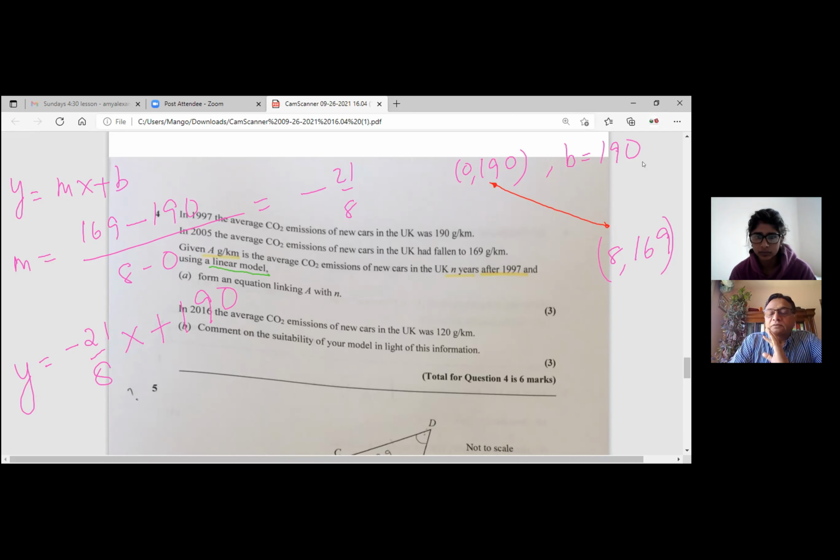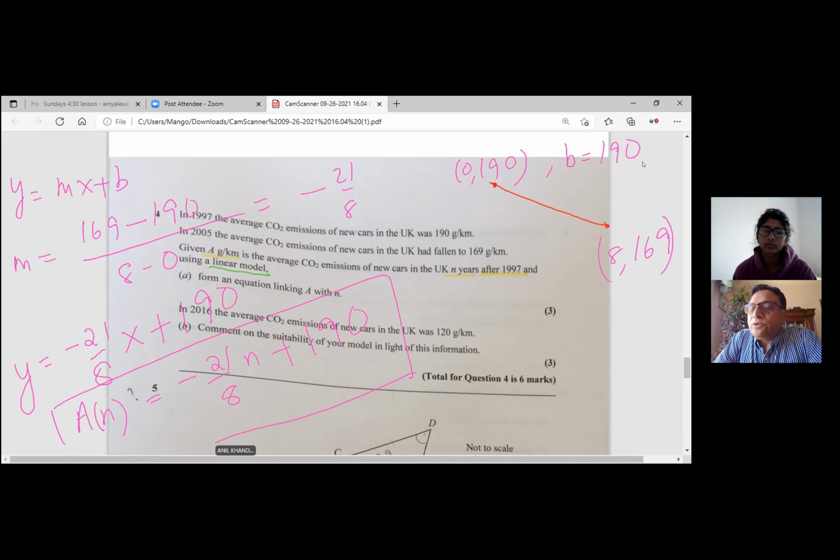So we should use function notation in this. I just wrote the equation of line. So we are saying that given A grams per kilometer is the average CO2 emission, A as a function of n, the number of years, is equal to minus 21 over 8n plus 190. Is that okay? That becomes our equation in terms of the variables which are defined in the question.